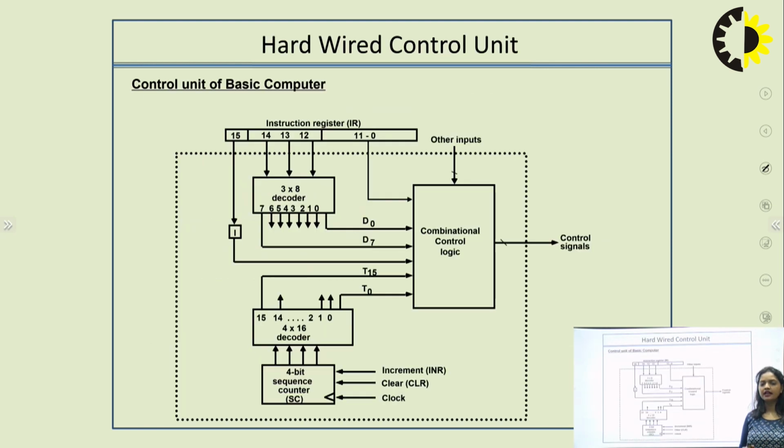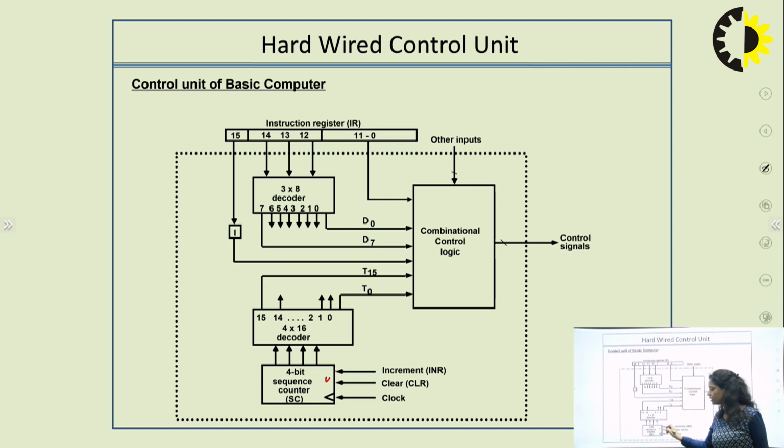This is the block diagram of the hardware control unit. In this diagram, we have some combinational circuits and some sequential circuits. We have a 16-bit instruction register. Again, we have a decoder, a 3 to 8 line decoder, and a combinational control logic where the actual execution is produced and the control signals are generated accordingly.